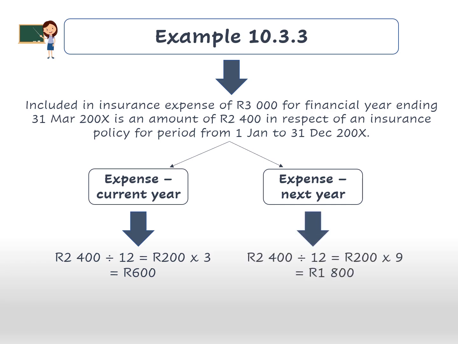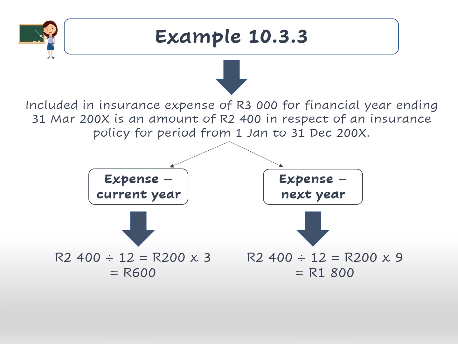And then for the next financial year, if you look again at the 200 Rand per month, how many months fall outside the current financial year? And that is then from the end of the current financial year. So the new financial year starts on 1 April. The policy ends on 31 December. So from 1 April to 31 December is 9 months. So 200 Rand times 9 months, 1,800 Rand belongs to the next financial year. Our insurance expense currently in the trial balance is 3,000 Rand.